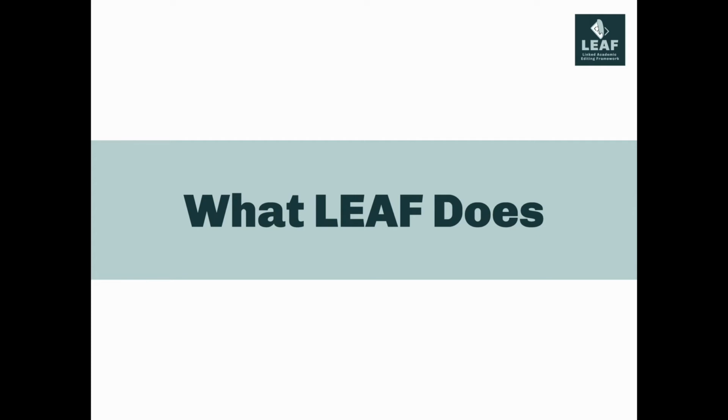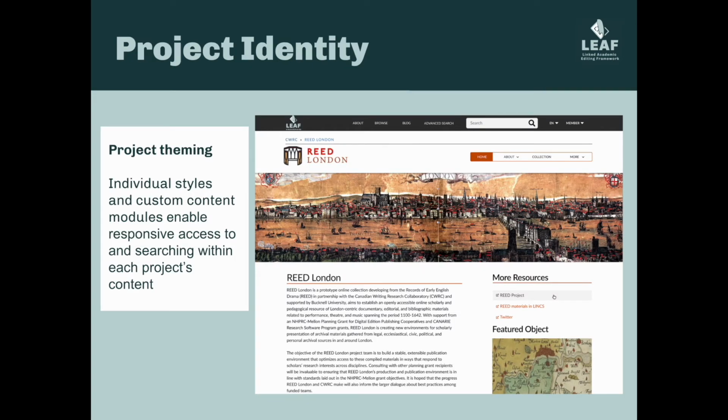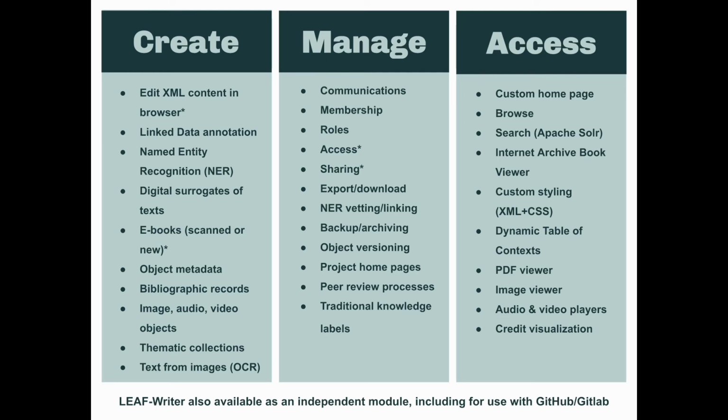LEAF provides a wide range of functionality. It supports a variety of digital scholarly projects through a suite of integrated tools for collaborative production and publication of scholarly and documentary collections. LEAF recognizes the need for individual project identities, supporting differently themed homepages that enable access to and searching within that project's own content. Projects have their own dashboards for managing their work, and so do individual researchers who can work with a project or independently. LEAF offers a wide array of functionalities for various purposes, for creation, management, and access to content.